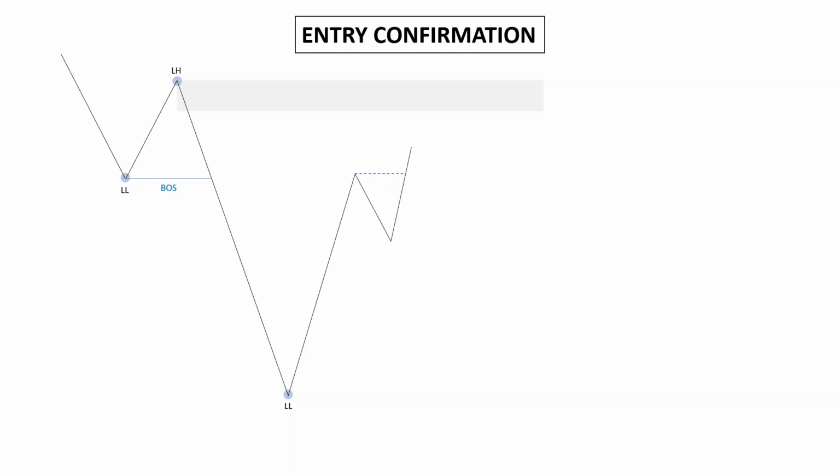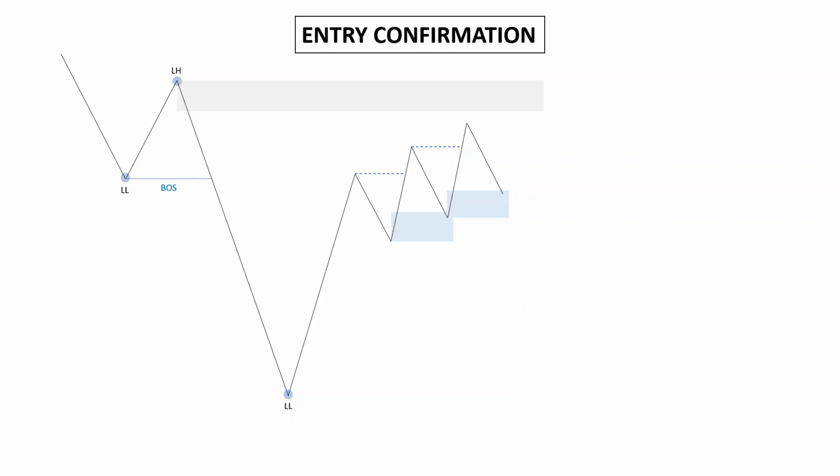And as always with our swing structure, after an internal break of structure, we're expecting a pullback to some sort of level of demand, as you can see here, where we will then get our next break of structure and price will continue up, mitigating these areas of demand. And this is actually a very important concept that I will explain in a bit more detail in a second.